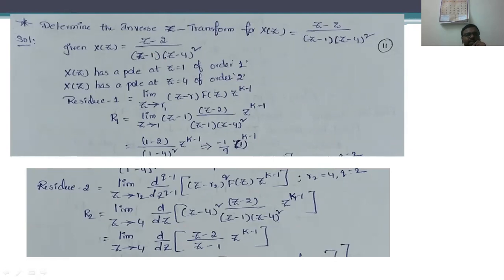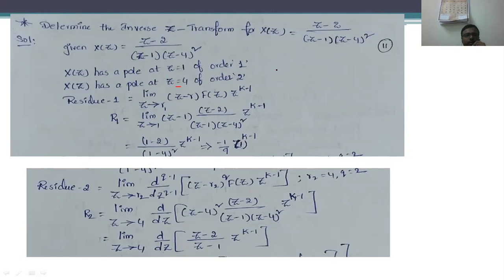Whereas z minus 4 is of order 2. That means this pole is a repeated pole. So z equal to 4 is the repeated pole. The residues for the repeated pole will be discussed here.